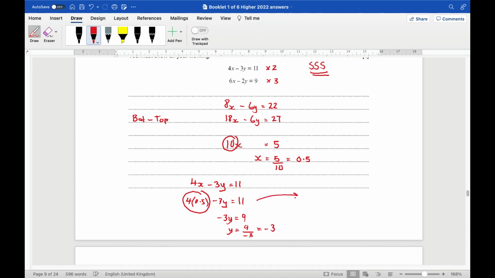Option 2 at this point would be to leave the 2 this side, the 4 times the 0.5, bring the positive 11 over that side, and actually take the minus 3y over as a positive. The answer is minus 9 equals 3y, and we're dividing by 3. But again, the answer is minus 3. Okay, either of those. As long as the answer is minus 3, it doesn't matter, does it?